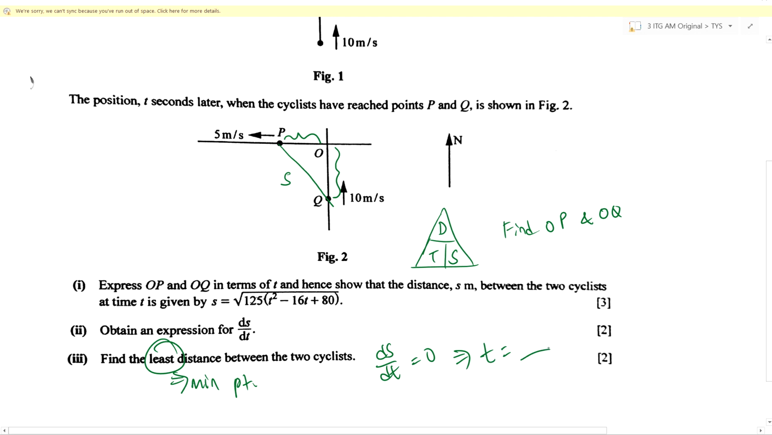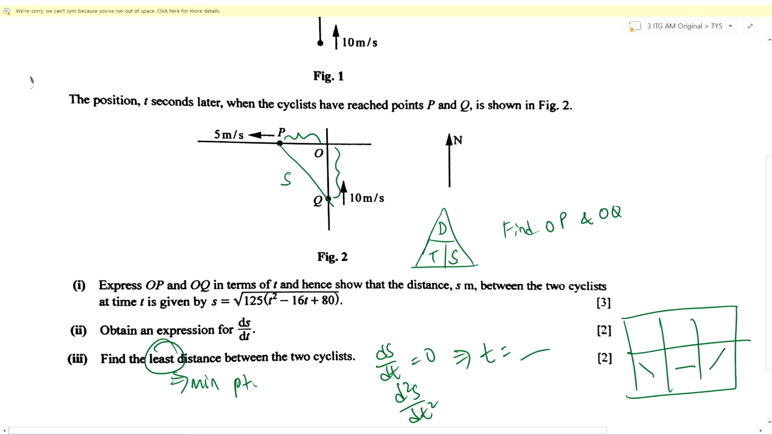Then you get a value for t. But there is no guarantee that this is a minimum or a maximum. So you will need to find d2s/dt squared. Substitute in, confirm that you are getting a minimum point, or you can use your sketch to determine that it is a minimum point.